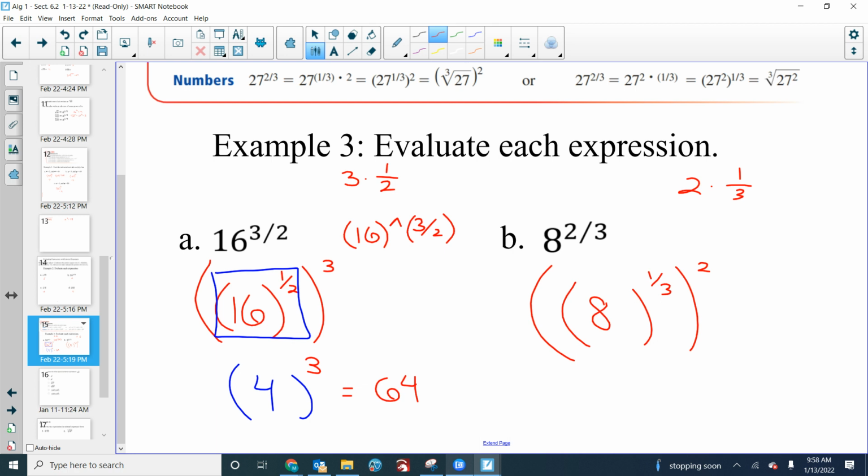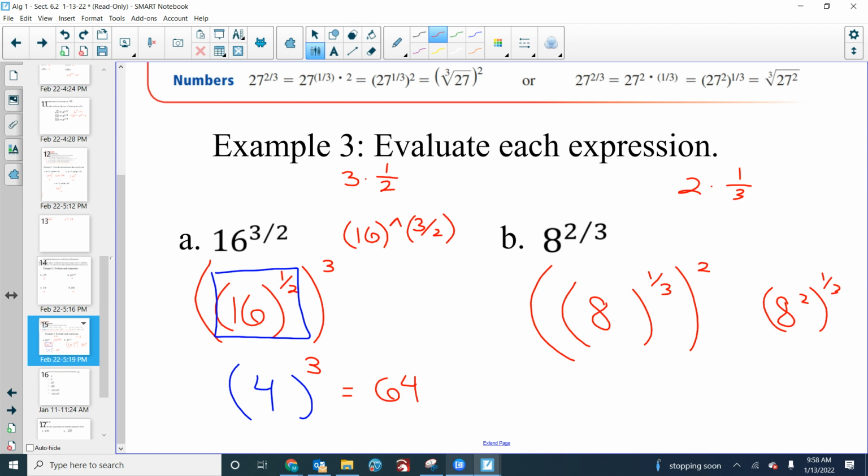Now wait a minute. Before you guys type anything, just look up here for a second. Here's why I write it this way. Could I have written this as 8 squared to the 1/3? Well, what's 2 times a third? It still works, doesn't it? Doesn't it work because multiplication can be done in any order? Why don't I want to do it this way?